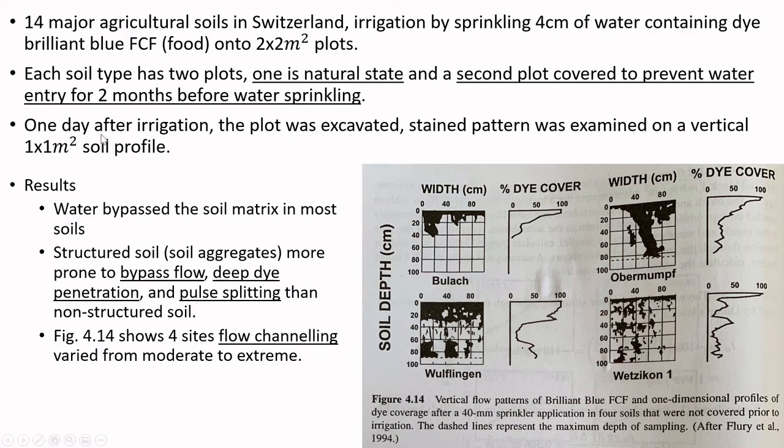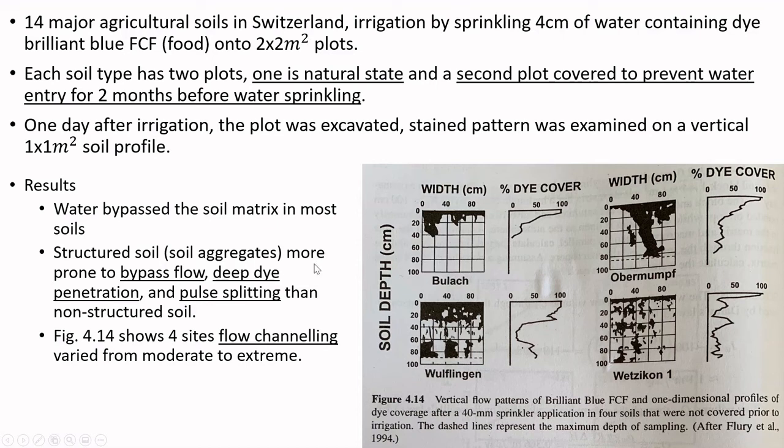After 1 day of irrigation, the plot was excavated and a stain pattern was examined on a vertical 1 by 1 meter square of soil profile. So here's the result. You can see that the dye accumulates mostly at the top, and it reduces as we go deeper. This is the same case for most of the sites in the study, but it is slightly different from place to place. What you can see is that water bypasses the soil matrix in most cases, so it means the flow is not uniform in most cases.